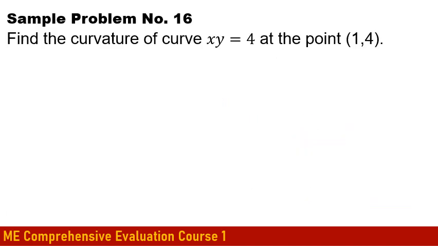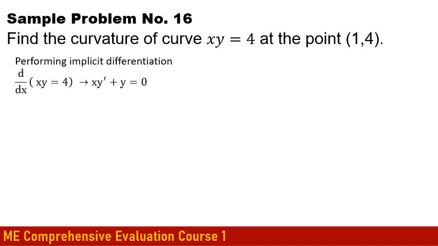So let us have an example. Find the curvature of the curve xy is equal to 4 at (1, 4). So performing implicit differentiation of the given equation, we can get y prime as negative y over x. So we can get the value of y prime by substituting x is equal to 1 and y is equal to 4. So our y prime is negative 4.